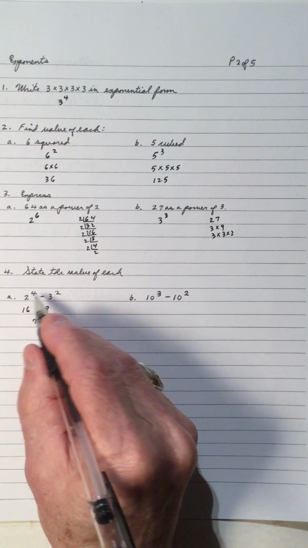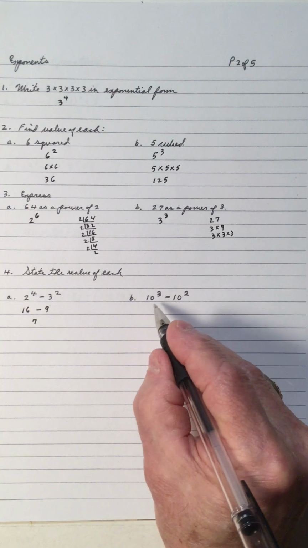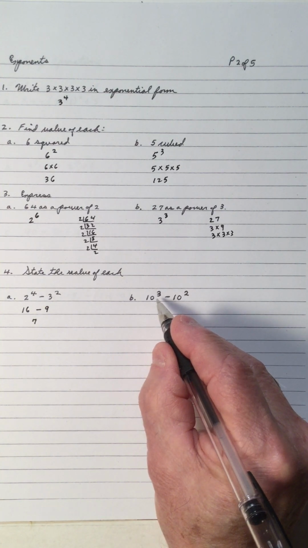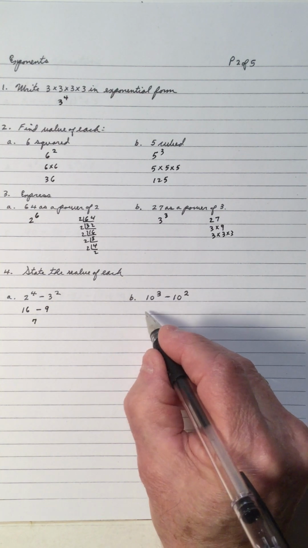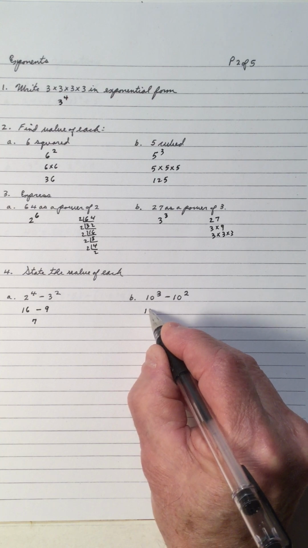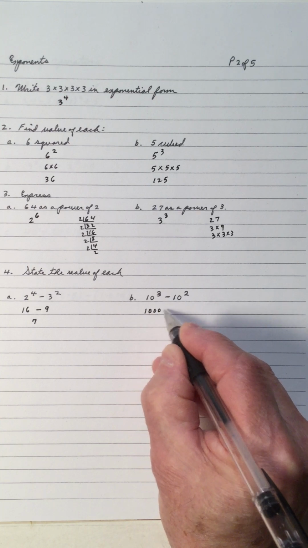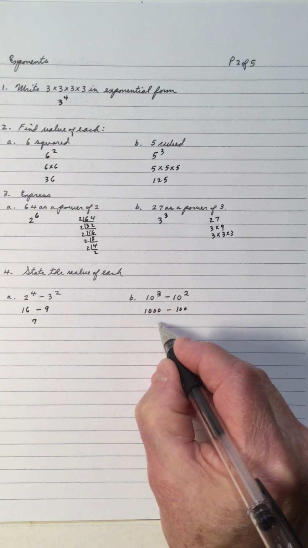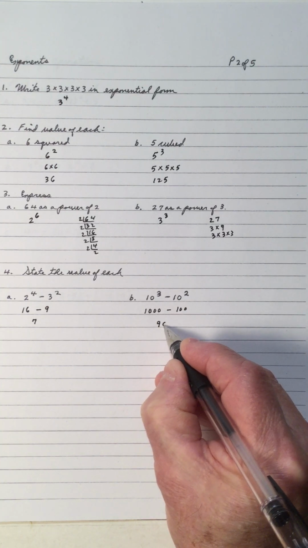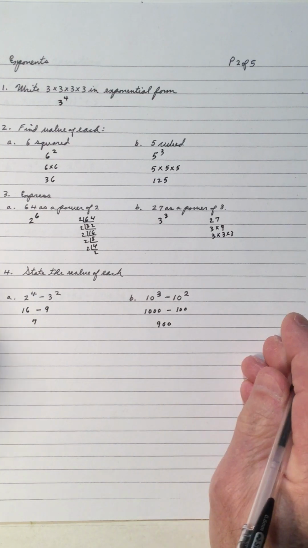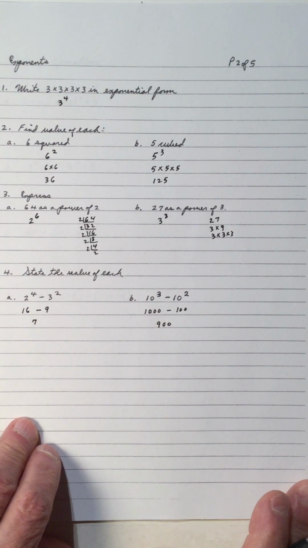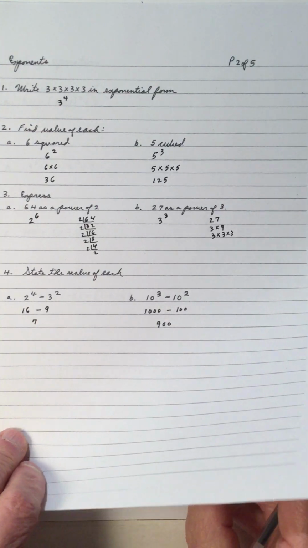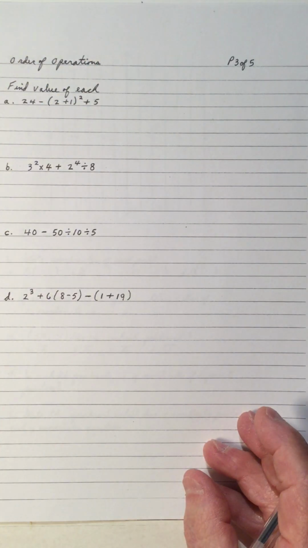Again, we have to do the exponents first. And here we got 10 cubed. So that's 10 times 10 times 10. So that's 10 times 10 is 100, times 10 is 1,000. 10 squared is 10 times 10 is 100. And when we subtract, we get 900. So that's the review of the exponent concept that you'll use in your math over and over again.